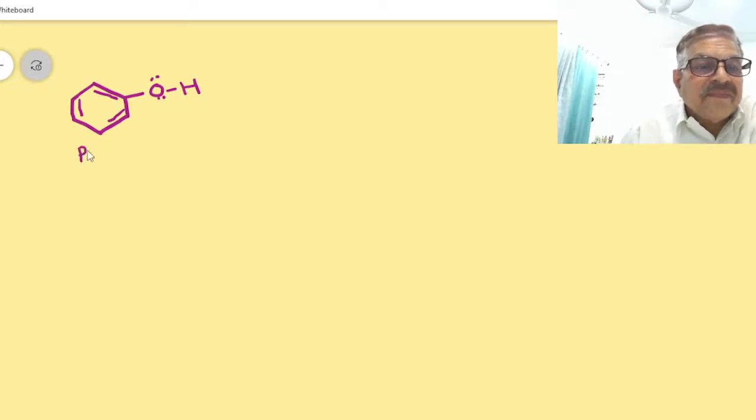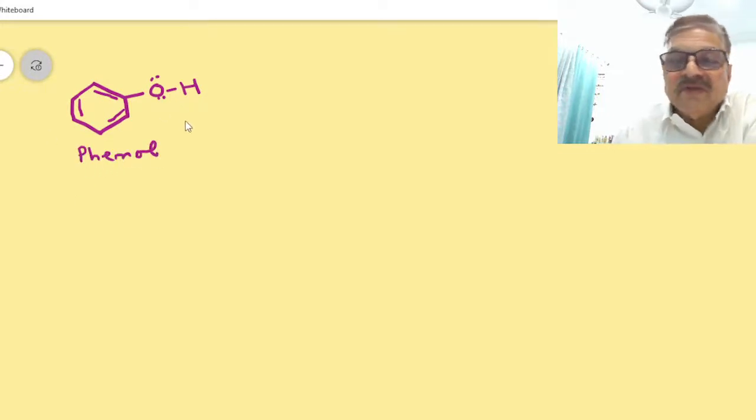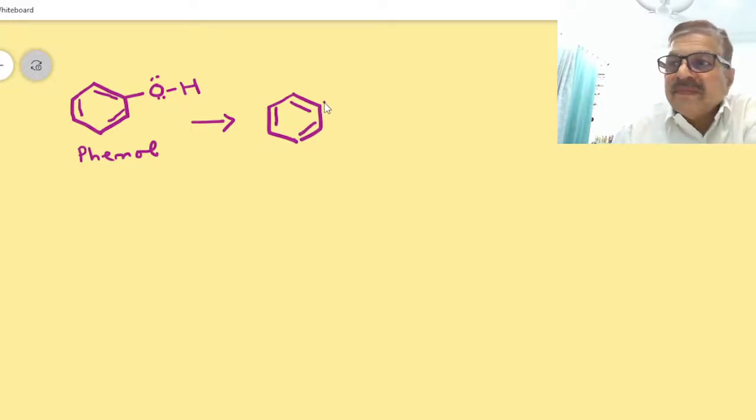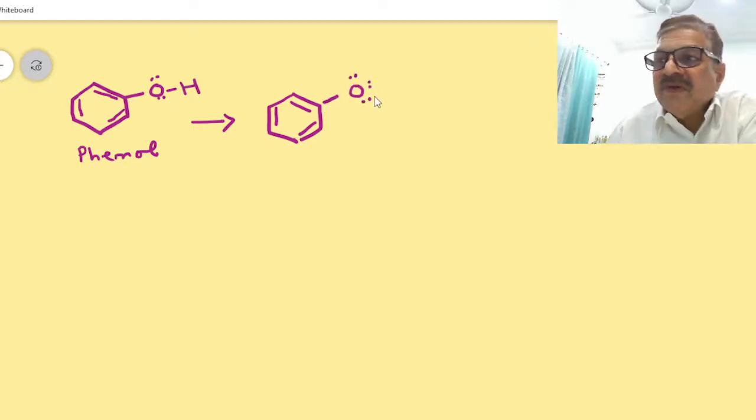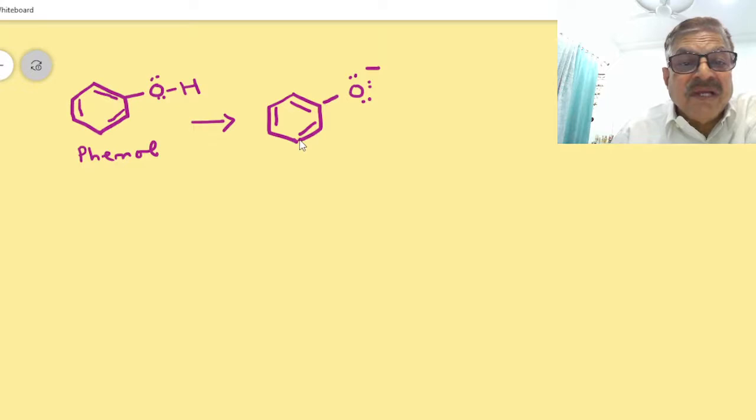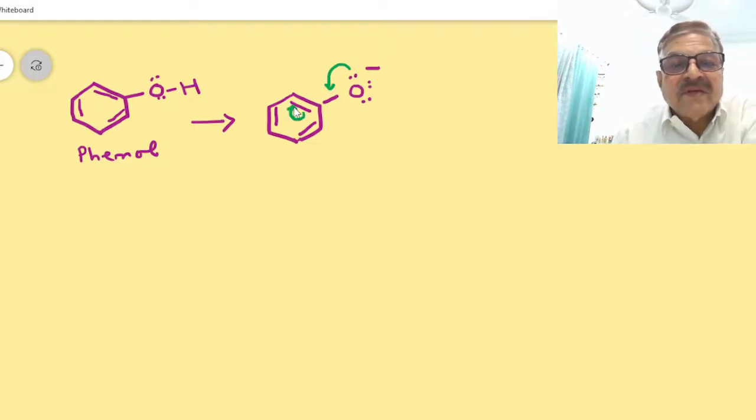This is phenol. So the conjugate base of phenol will be the phenoxide anion. Correct. This is the conjugate base, the phenoxide anion. So now let us see the resonance stabilization of the phenoxide anion, in what way the electron pairs are moving. Now this lone pair here will go like this. Then the pi electrons go like this here.